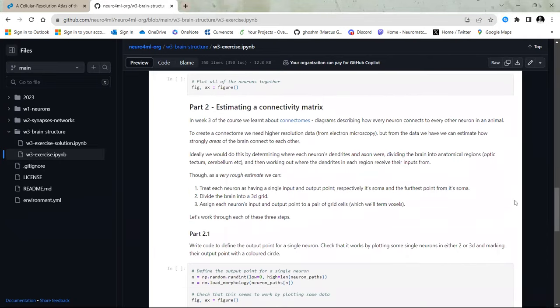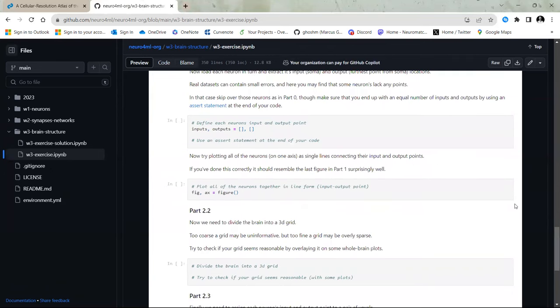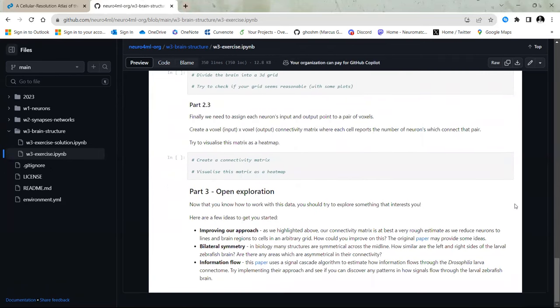Once we've done that, we're then going to estimate a very rough connectivity matrix between different areas of the fish brain. I've broken this part into three subparts. There's instructions for each part, and you'll need to fill in code to be able to do that. Once you've obtained that connectivity matrix, we then thought it'd be really nice if you explored something which interested you in this data set. And we provided three different ideas to get you started.